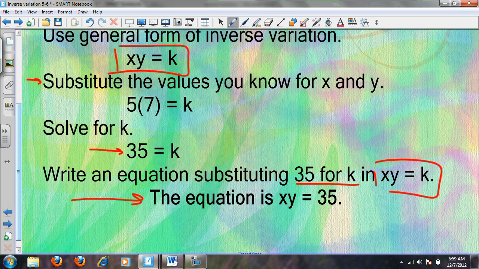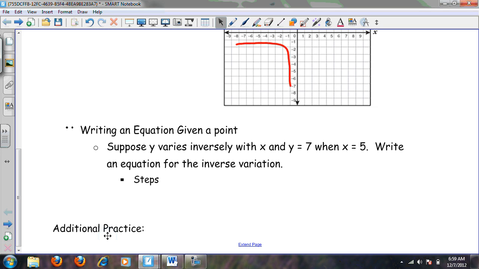You could also say, how could I rewrite this, Eric? y equals 35 over x. That would also be an inverse variation equation. Okay? So looking at your notes, you did that equation with me. So our steps, what are the steps that we use?